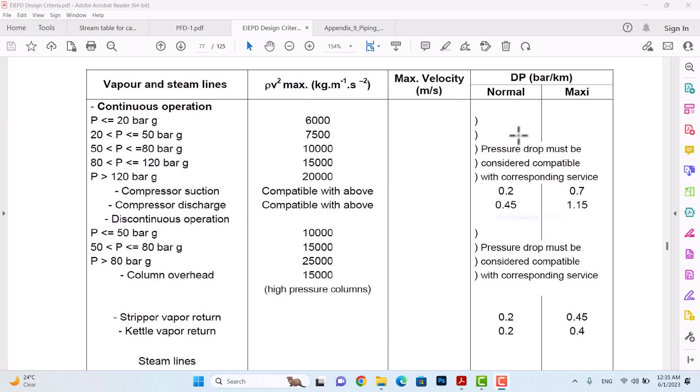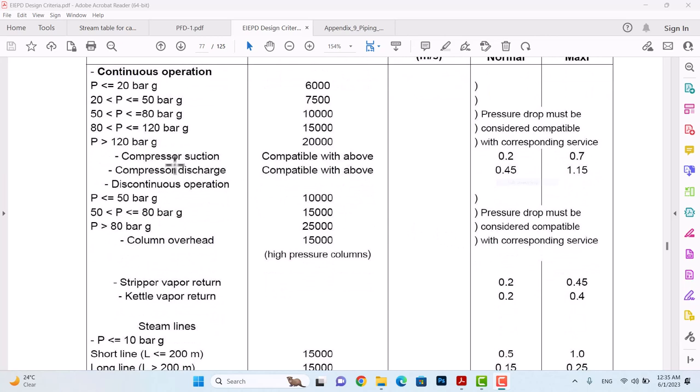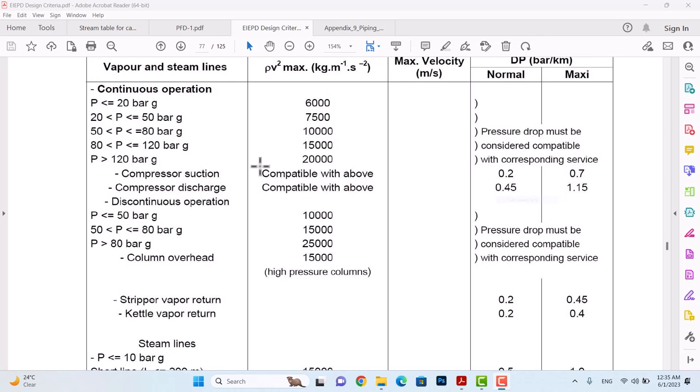How about pressure drop? Here there is a note. Pressure drop must be considered compatible with corresponding service. Compressor suction or discharge: there is no velocity head exactly specified by this criteria, but how about the pressure drop? The normal pressure drop is 0.2 for compressor suction and 0.45 for compressor discharge, and the maximum value should be these numbers stated here.